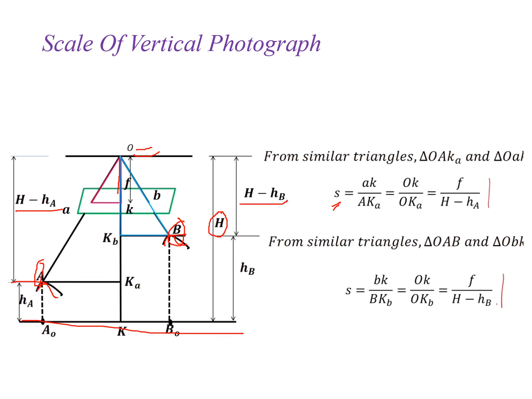So for point A, the scale of the photograph is what we already determined, and the same scale can be determined for point B. That can be expressed like this. So from either ha or hb, if one of them is known, the unknown point can be calculated.